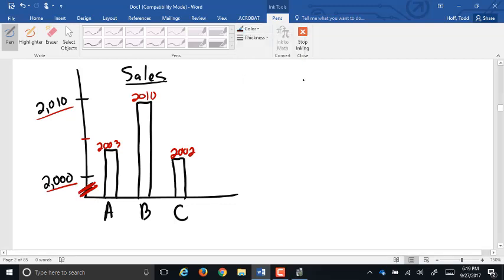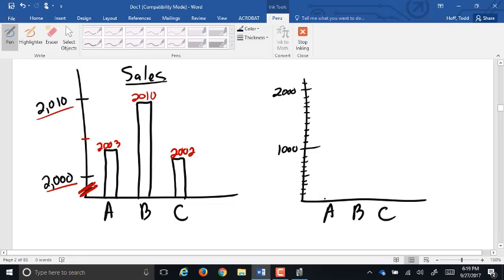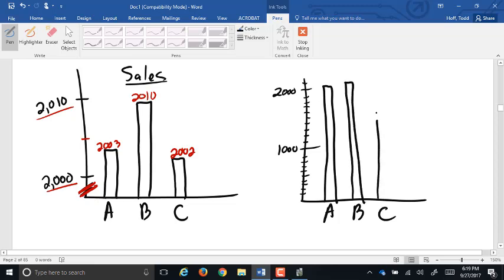If we had started at 0, there's 1000. There's 2000. Oops, I did that backwards. That C is supposed to be a little shorter, isn't it? Can you even hardly tell the difference between them? No. I mean, there's advantages to this.